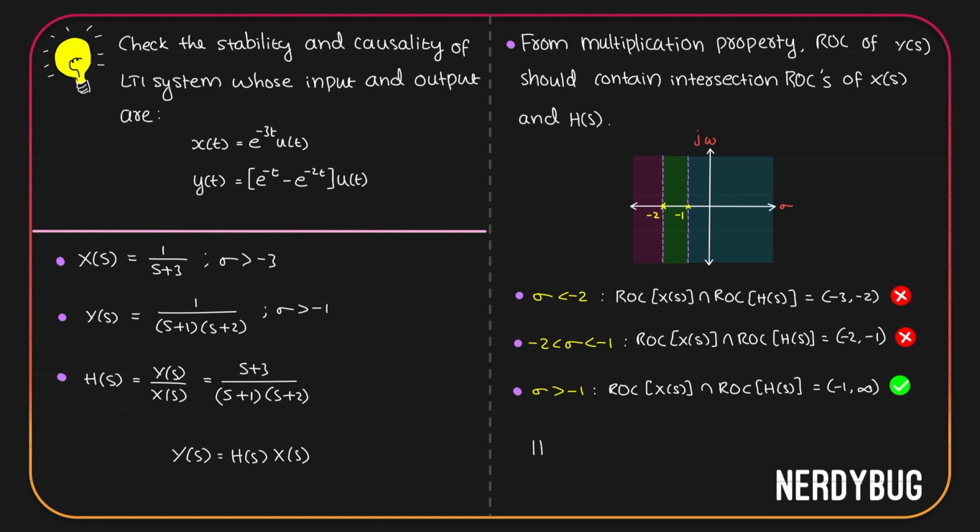So finally we can write the transfer function H(s) is (s plus 3) divided by (s plus 1) multiplied by (s plus 2) and sigma is greater than minus 1. The question is not to simply find the transfer function, it is to check the stability and causality of the LTI system.